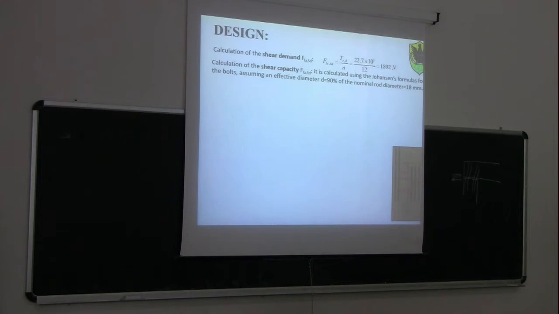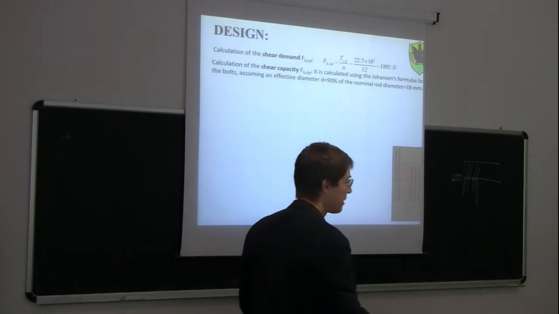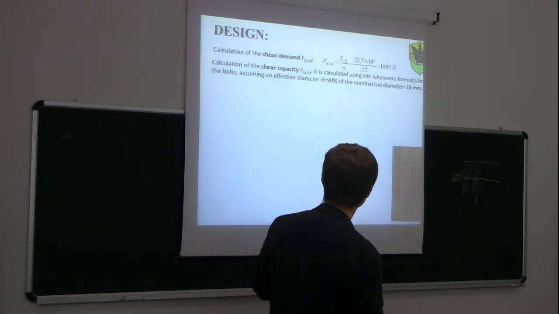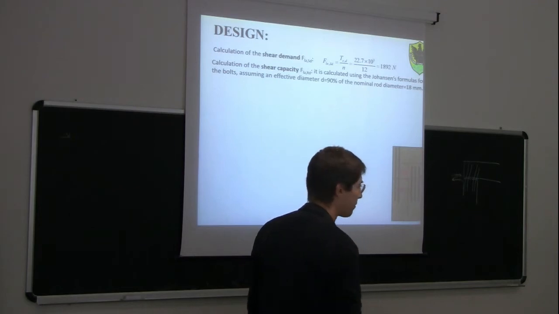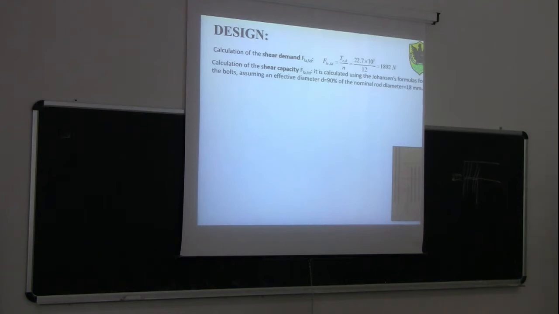And then we need to calculate the shear capacity. The shear capacity is calculated using the Johansen formula for the bolts. So we are going to see what we found for our Johansen equations for the bolts. We just need to replace the diameter of the bolts using 90% of the nominal rod diameter. Our nominal rod diameter is 20 millimeter, so 90% of 20 millimeter is 18 millimeter. So we are going to use the Johansen equation using a diameter of 18 millimeter.